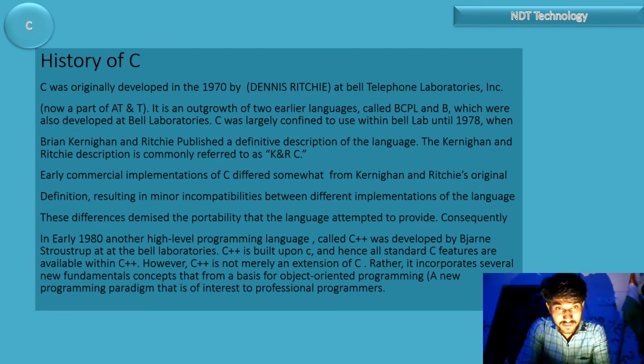And C++ is not merely an extension of C. Alright, it's different. It incorporates several new fundamental concepts that form the basics of object-oriented programming, a new programming paradigm that is of interest to professional programmers. Professional programmers means game developers, and many enterprise developers are nowadays also using C++. Even PUBG mobile games are fully developed with the use of C++, C sharp. So look at what the power of programming is.